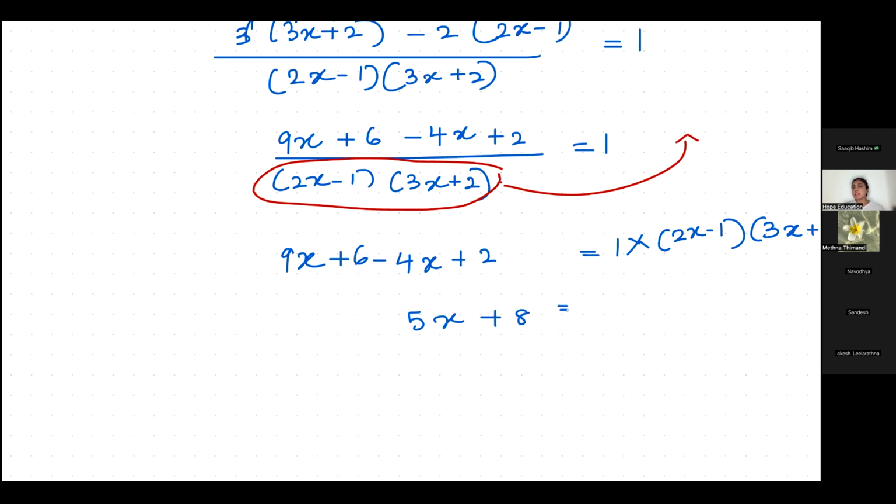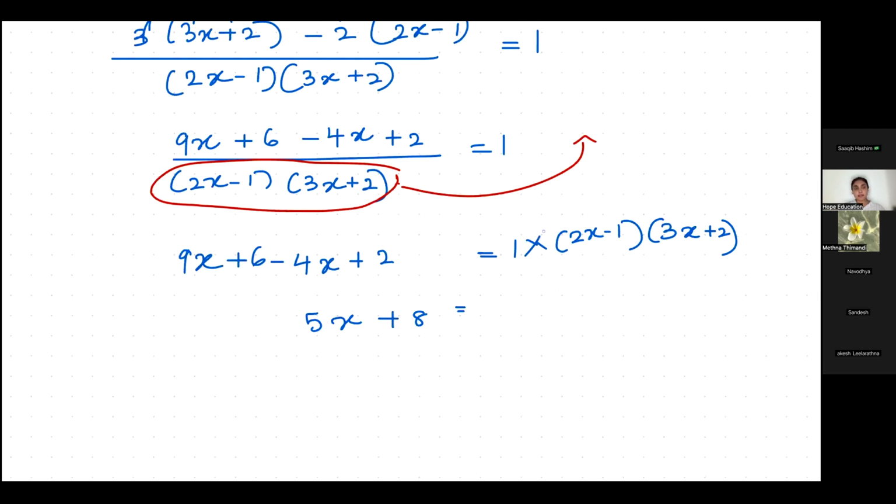Equals 1 multiplied, there's no point in saying it. 1 has no value. Sorry. Anything multiplied by 1, we get the same answer. So the multiplication by 1 is pointless. Let's simplify this. 2x times 3x is 6x squared. 2x times 2 is 4x. Minus 1 multiplied by 3x is minus 3x. Minus 1 multiplied by plus 2 is minus 2.